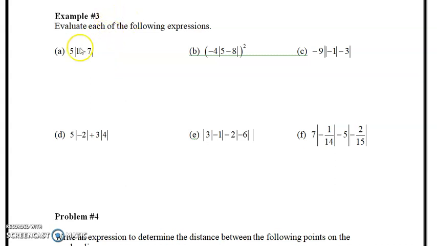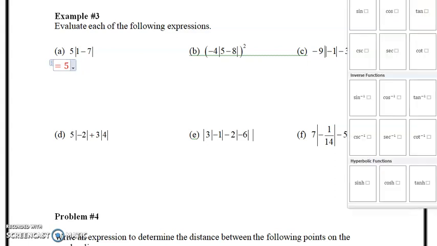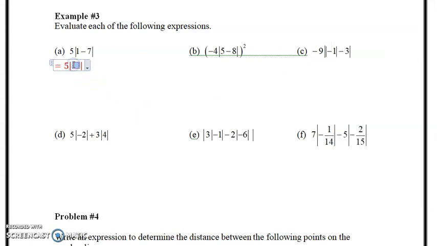Number 3, we're going to evaluate each of the following expressions. So it says 5 multiplied by the absolute value of 1 minus 7. So that will give us 5 multiplied by the absolute value of negative 6. 1 minus 7 is negative 6. And that will give us 5 multiplied by 6, which is equal to 30.